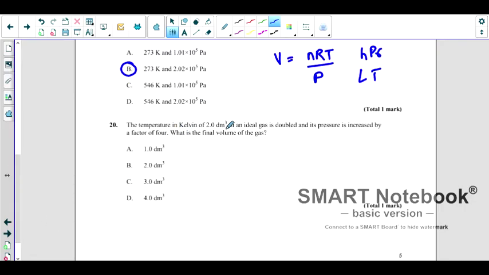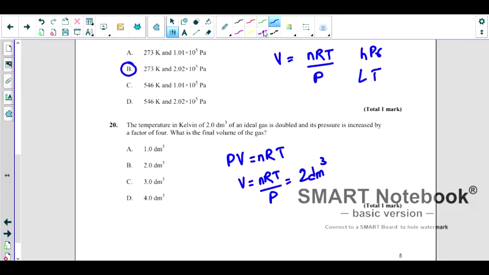The temperature in Kelvin of a 2 decimeter cube of an ideal gas is doubled and its pressure is increased by a factor of 4. It's again related to gas. See, a lot of questions are from the general gas equation. So volume is nRT over P. When you solve it, you get 2 decimeter cube.